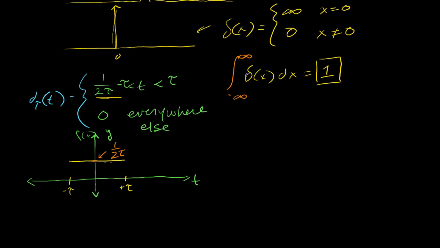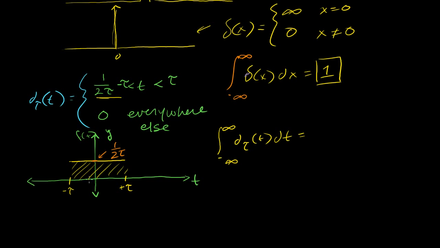So why did I construct this function this way? Well, let's think about it. What happens if I take the integral? Let me write a nicer integral sign. If I took the integral from minus infinity to infinity of d sub tau of t, dt, what is this going to be equal to? Well, the integral is just the area under this curve, so this is a pretty straightforward thing to calculate. First of all, it's 0 everywhere else, and it's only the area right here.